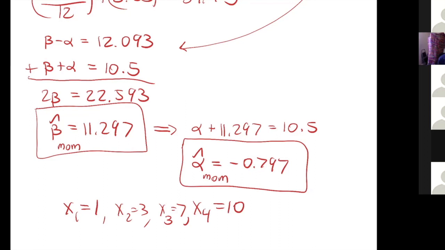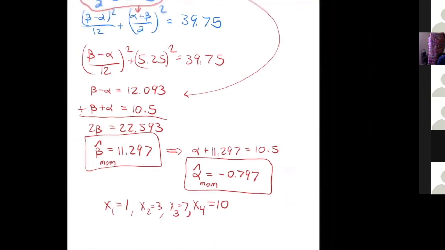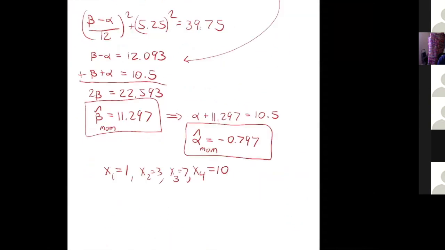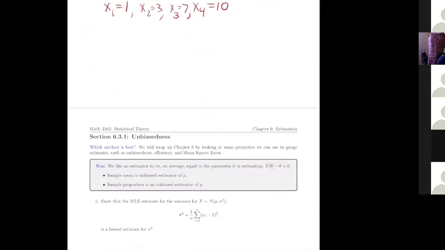So it's good when we get these estimators to stop and think, okay, are these reasonable? And I think these would be pretty reasonable estimates for the uniform distribution from which these values were picked. Any questions? Okay, so hopefully, if not, then you should be good to go on that homework problem.